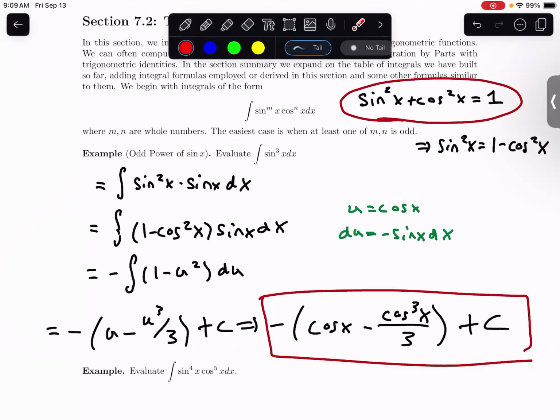Oh, the minus sign here came from, like, we let u be cosine of x, so if we take the derivative, we get a minus sine of x dx. And so we multiply both sides, we have minus du is equal to sine of x dx. So the sine of x here becomes a minus du. So I just brought the minus sign out in front of the integral. Yeah, another question.